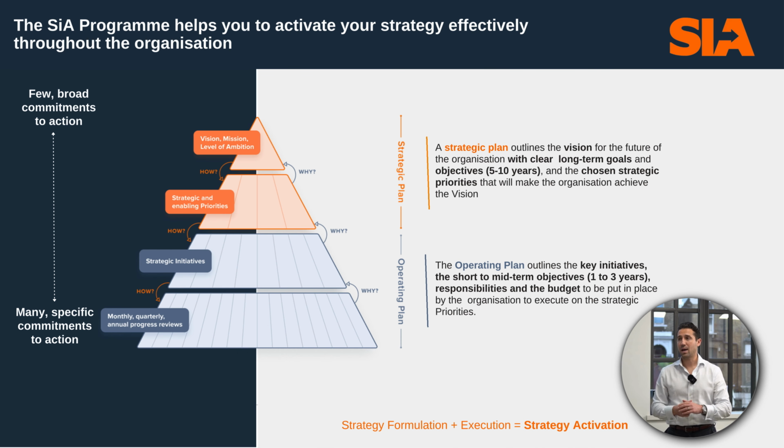Here we can see our strategic pyramid, how we often think about strategy and how it cascades down through organizations. Within the pyramid, we can see at the very, very top our vision, mission, and level of ambition, the few big, broad commitments to action that we have as an organization. Cascading down, we have strategic enabling priorities, how we achieve the vision and mission, how we achieve our level of ambition, all the way through strategic initiatives, down to the key topic of conversation today, monthly, quarterly, and annual progress reviews. Now let's go into each of these elements individually.